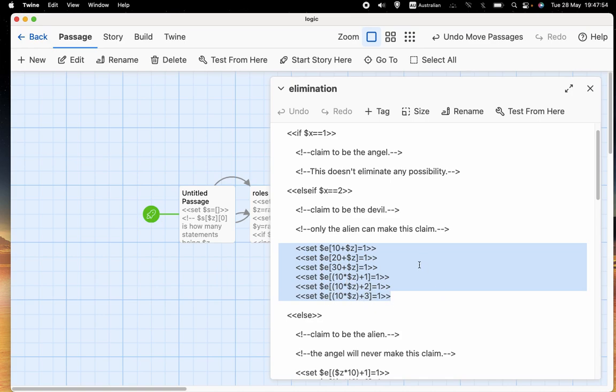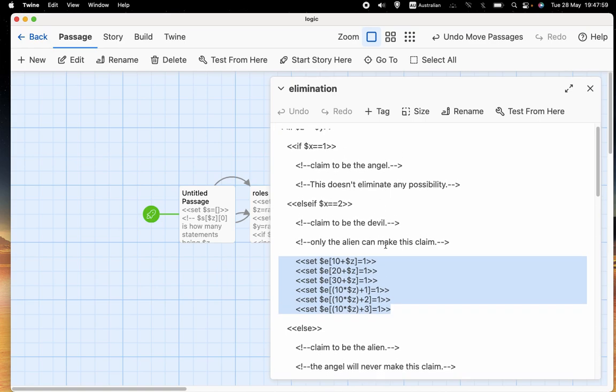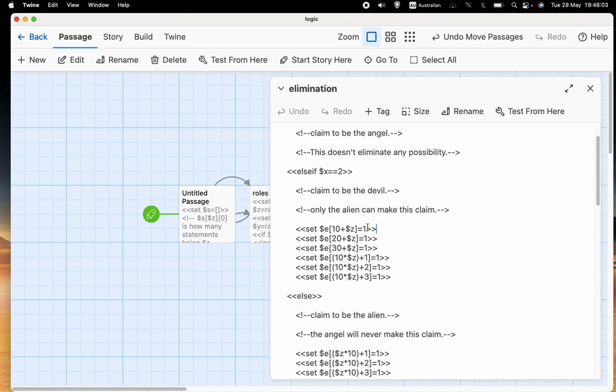So let's go through an example. Let's say that Z is 2. If the being making the claim is being 2, and they claim, if being 2 says, "I am the devil," then we know that being 2 is the alien. And that means we can eliminate possibility 12, because possibility 12 is being 1 is the angel and being 2 is the devil. We eliminate possibility 22.